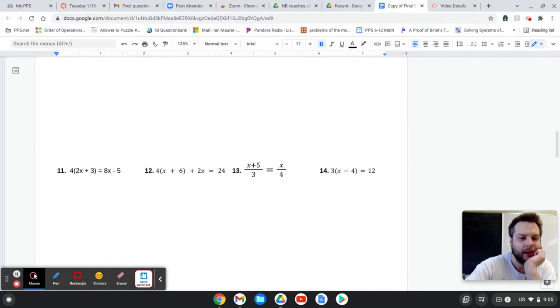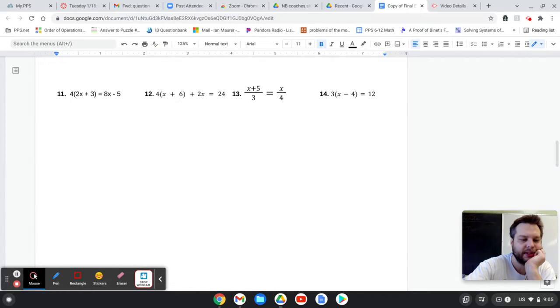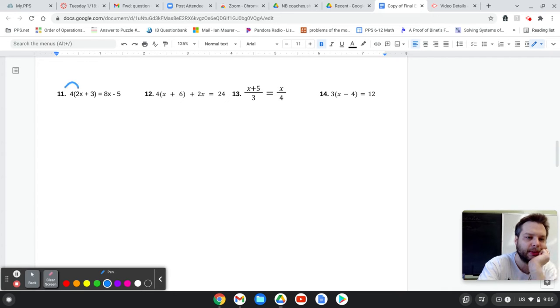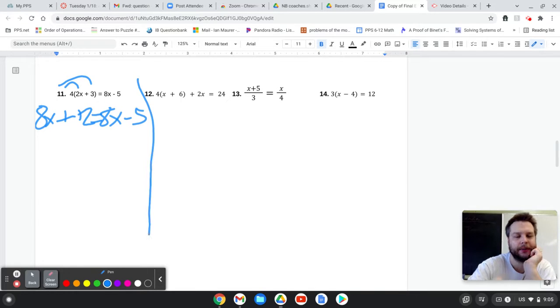Moving down, number 11, I've got some parentheses. When we have parentheses, we're distributing. So you're multiplying 4 times 2x, 4 times 3. Right side I haven't done anything with. I'm just copying it back down. Now it's just like the problem we did before.